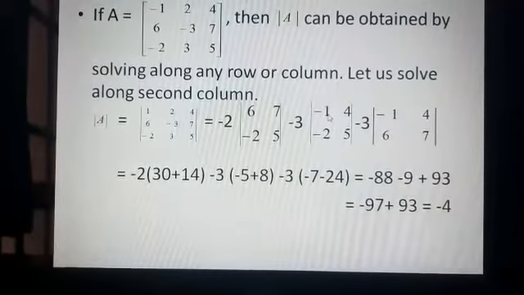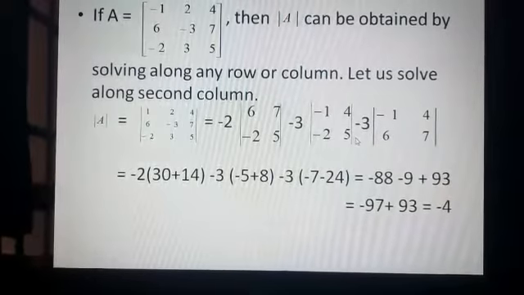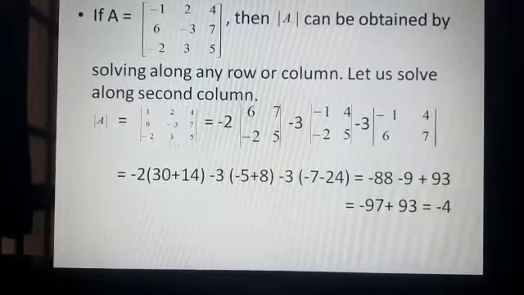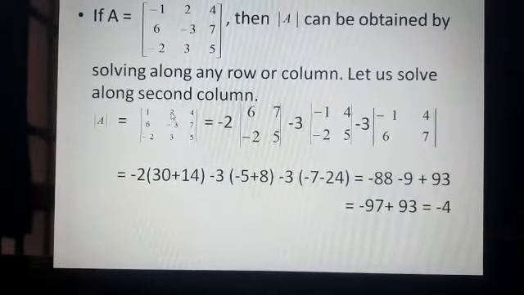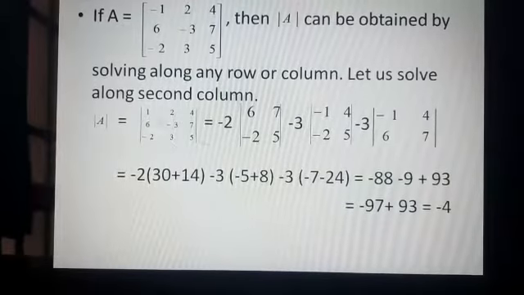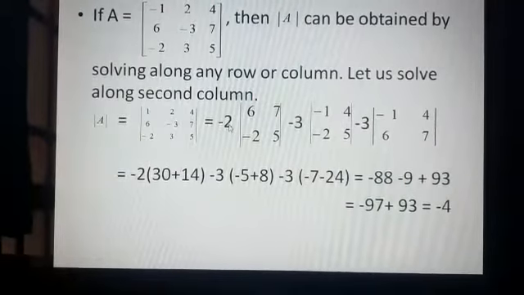This is minus 1 actually. So minus 1, 4, minus 2, 5. Then minus 3 into, because the third element is 3, we have to change the sign of 3. This will become minus 3. Then multiplied by the determinant formed by removing the row and column, that is 1, 6, minus 1, 6, 4, 7. So we will solve again like we did earlier.